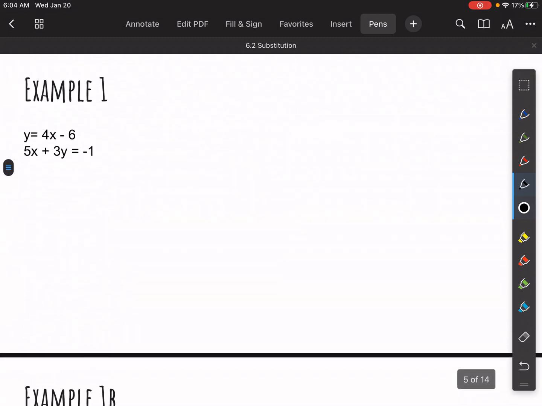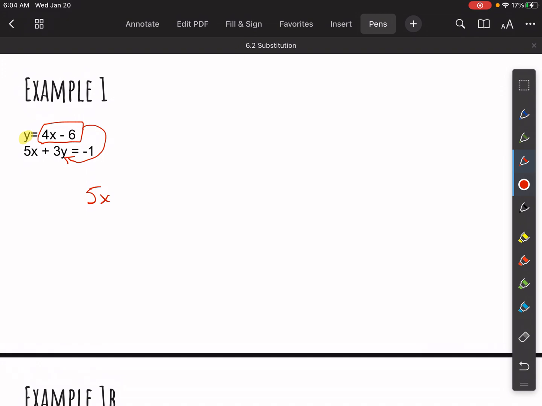Okay, so here's an example. Step 1, solve at least one of the equations for one variable. Well, lucky for us, they've already done it. This one's already solved for y. So I'm going to take this 4x minus 6 and insert it, or substitute it, in for the y value in the other equation. So what that looks like is this.